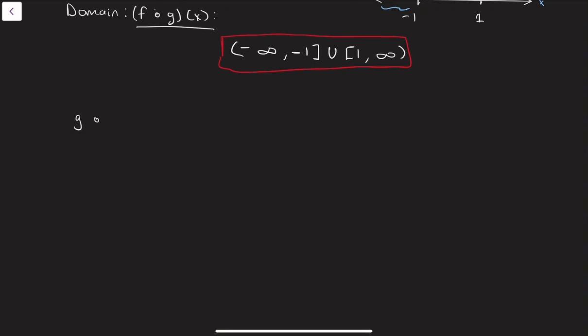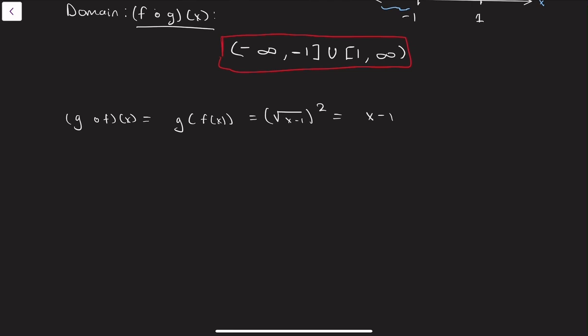Great. Now for g of f of x, g is the outer function and f of x is the inner function. To compute this, we get root x minus 1, and we have all of this squared. So that leaves us with x minus 1.